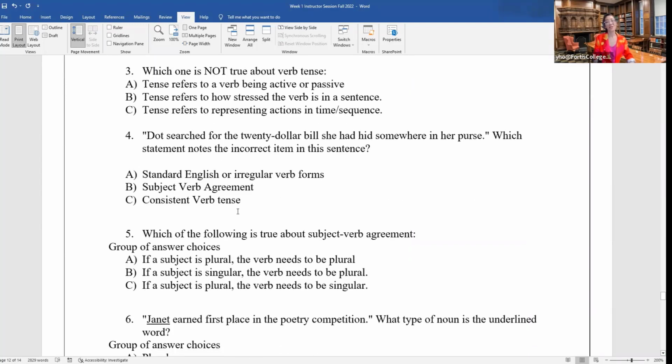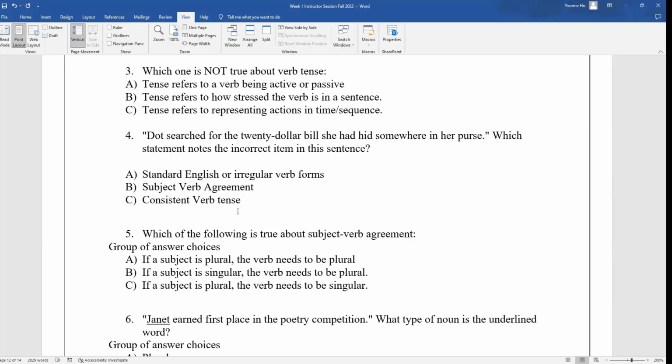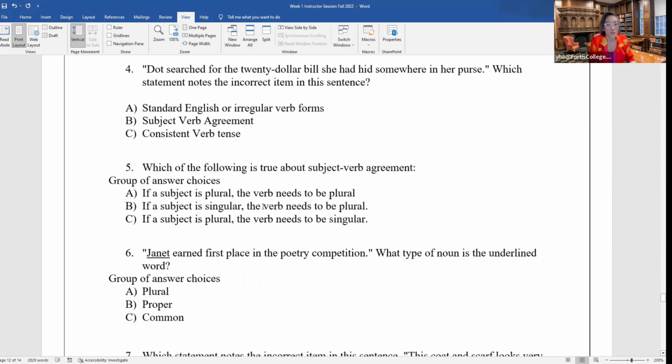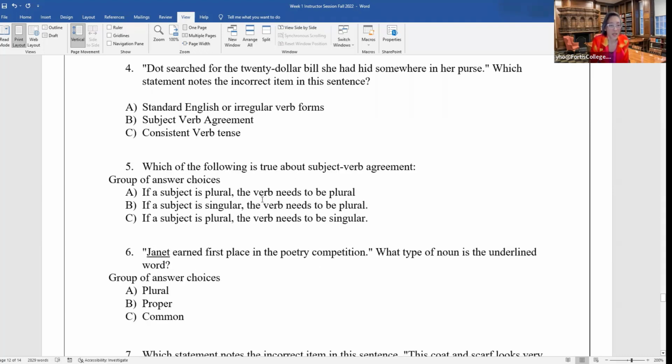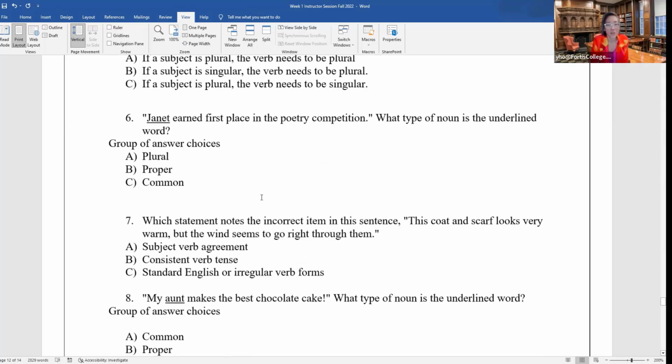Okay, number 4, we just did this one. Is it A, B, or C? Which statement notes the incorrect item in this sentence? Is it A, standard English, B, subject verb agreement, C, consistent verb tense? C. C, yes, consistent verb tense. Which of the following is true about subject verb agreement? A, B, or C? A. A, yes, excellent.